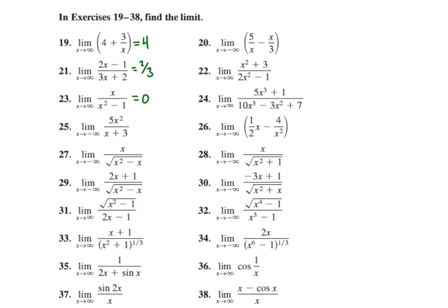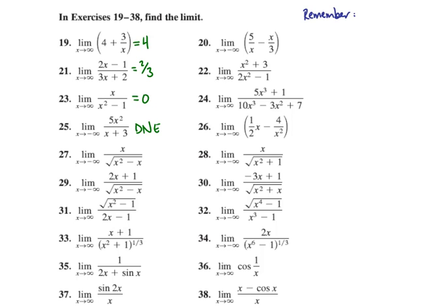25. You have x squared in the numerator, x in the denominator. You have a higher degree in the numerator. Limit does not exist.